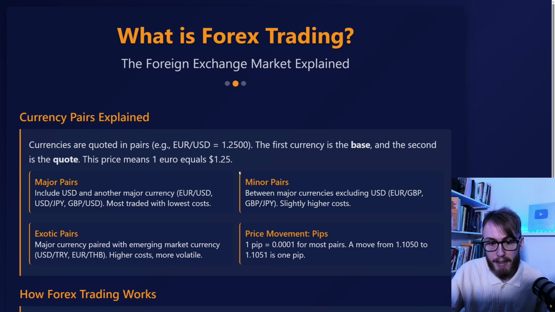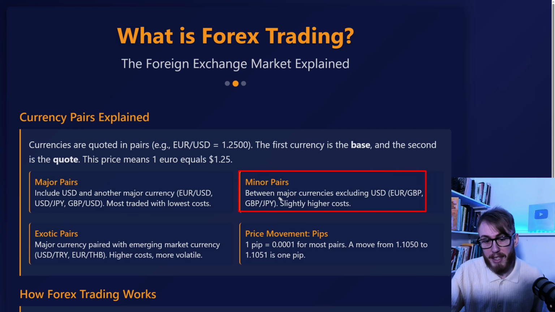We also have minor pairs here. And these are basically major currencies that are excluding the US dollar. So for example, Euro, Pound, and Pound, Japanese yen.